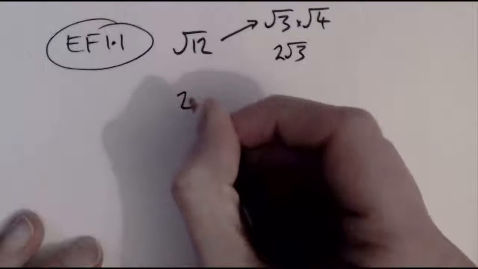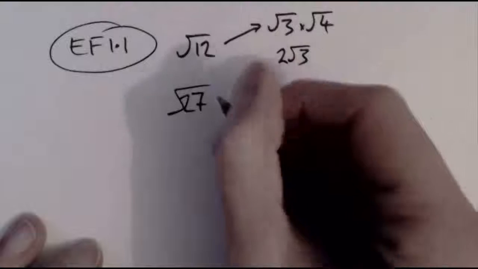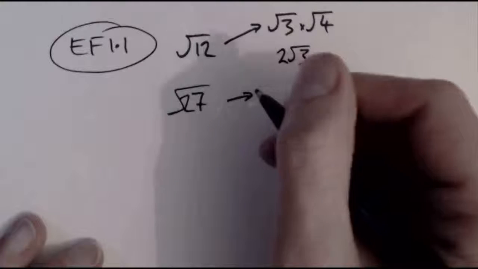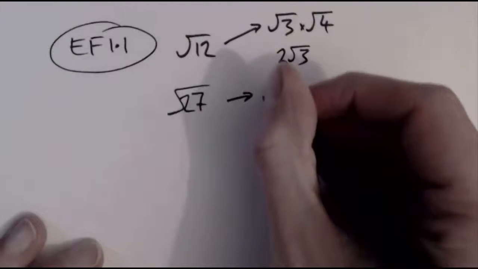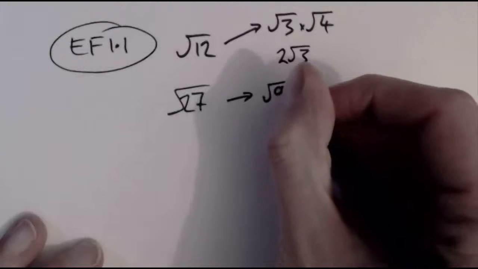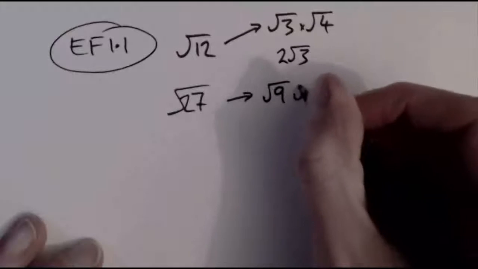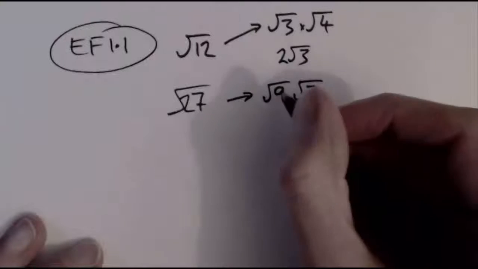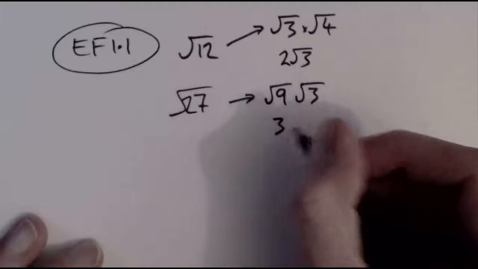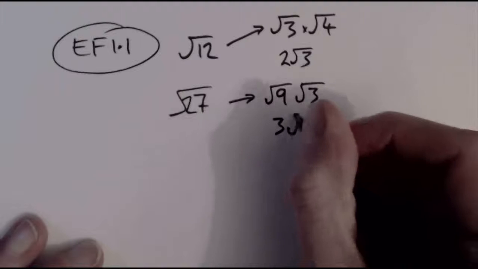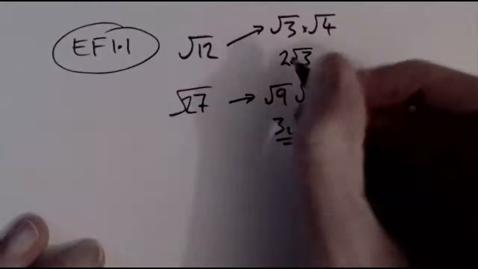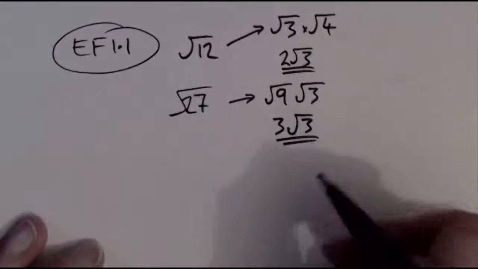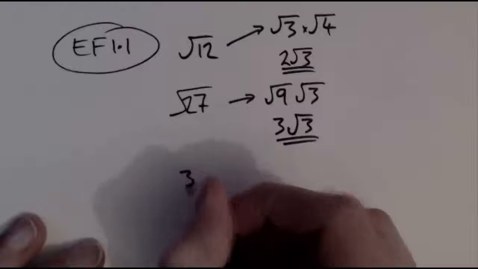And then with 27, think of 9 times 3. Okay, so 9 times 3 equals 27. We can take the square root of 9, that gives you 3. We can't take the square root of 3, so that sticks with 3 root 3. So that's 2 root 3, and 3 root 3.